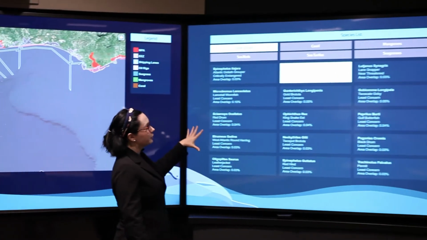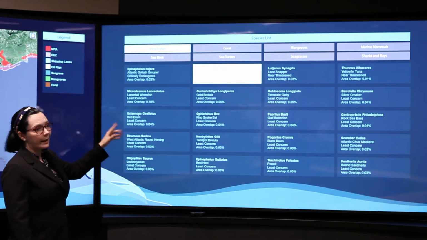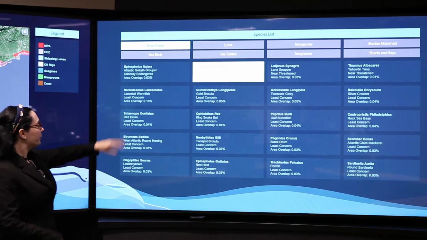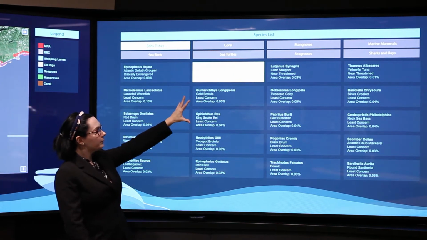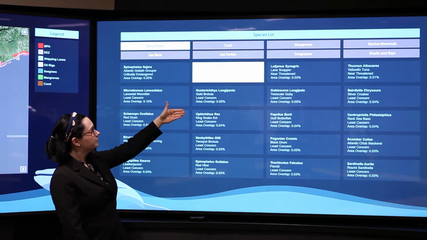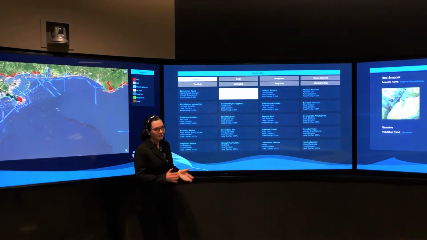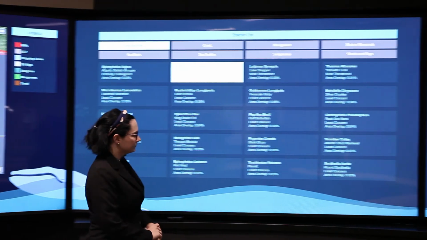This fourth screen lets you look at each individual species that is being affected. It tells you what area of overlap there is in terms of habitat. So that's letting you know that in this area, for example, there might be some of the species that are endangered that are in the area you selected, but it's only a 0.03% overlap. So there might not be many because they aren't often in that area.